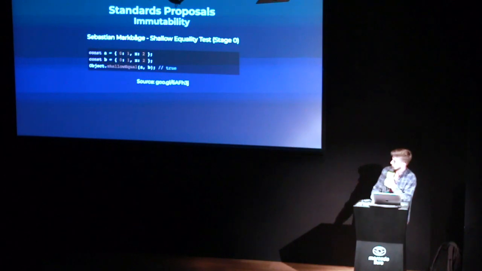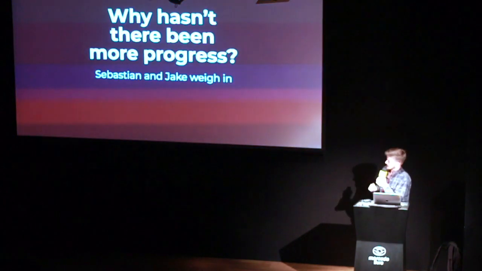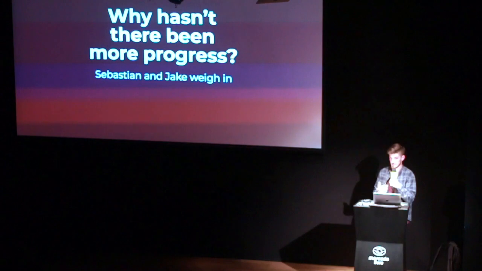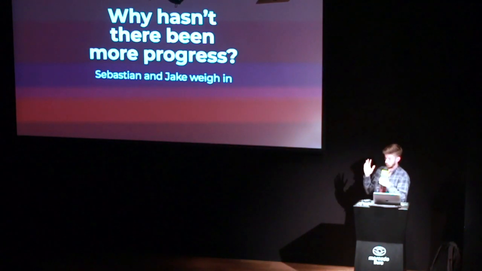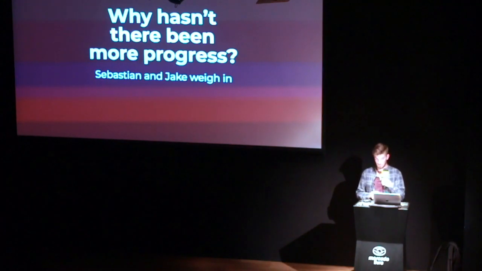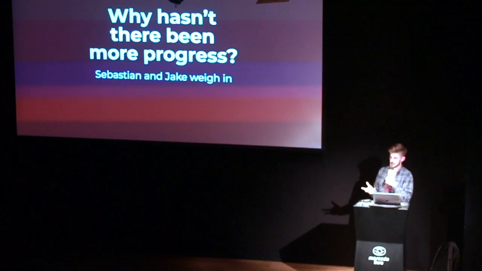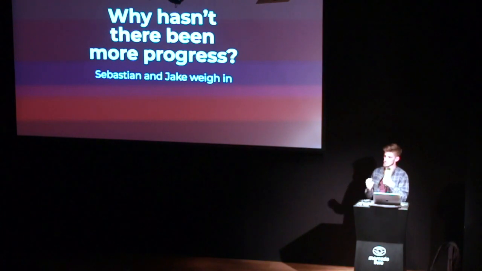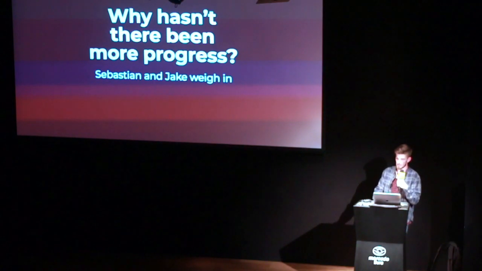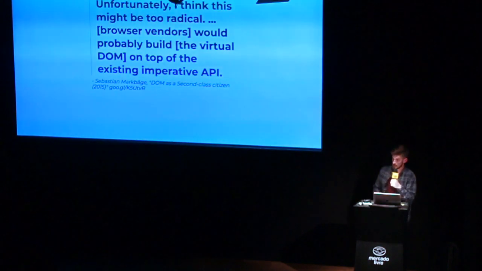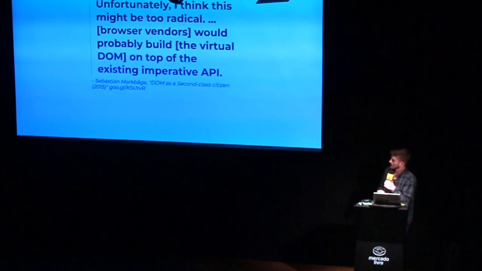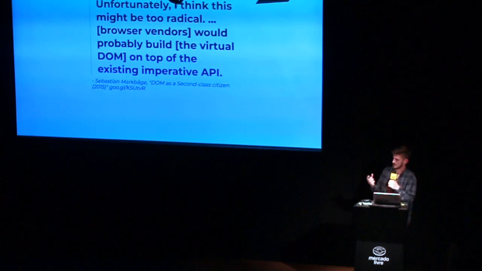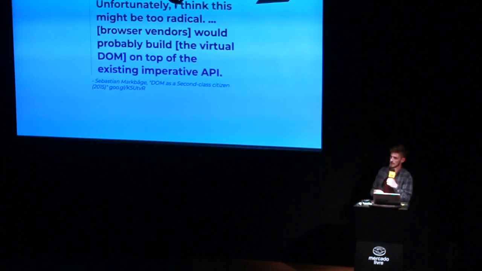So why does it happen like this? Why hasn't there been more progress? Why hasn't it moved faster along? Like, for instance, why not a full declarative component, something like JSX, virtual DOM in a browser? Sebastian, after he has been proposing some of these things, was saying, yeah, it's too radical. These changes are too much, too fast.